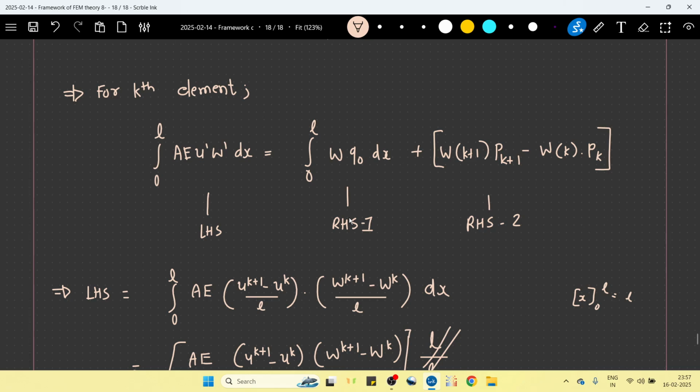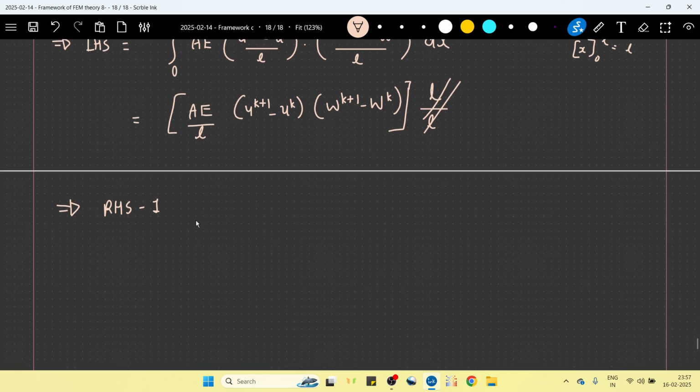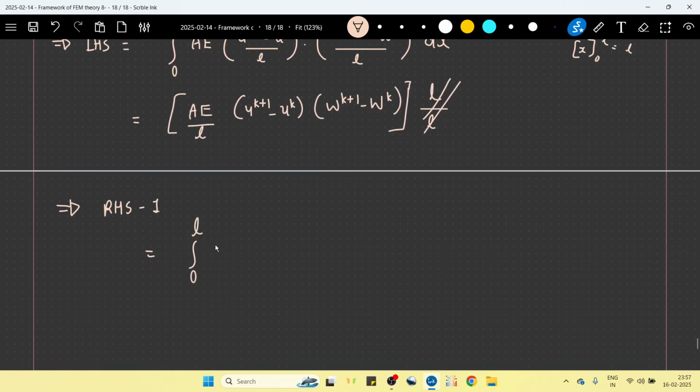Now I will find RHS1, which is equal to integral 0 to L of w q0 dx. So w is of a similar form to u of x. So w of x is nothing but wk (1 minus x by L) plus wk plus 1 (x by L), dx.